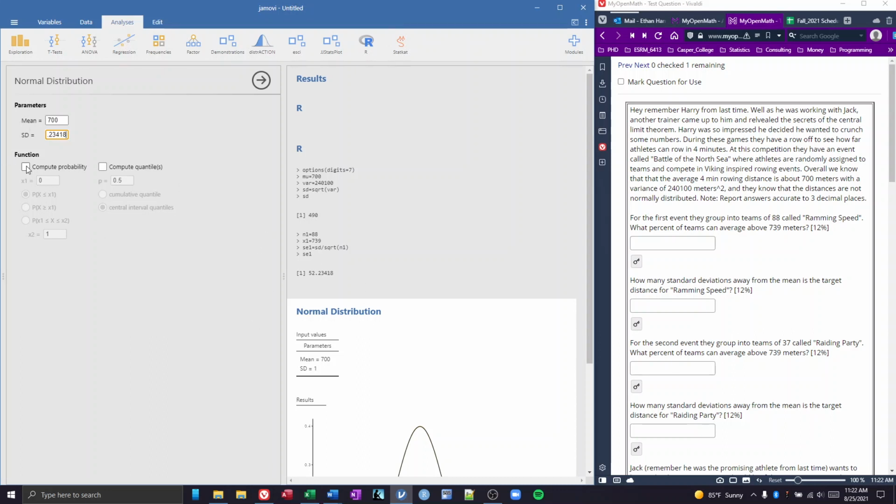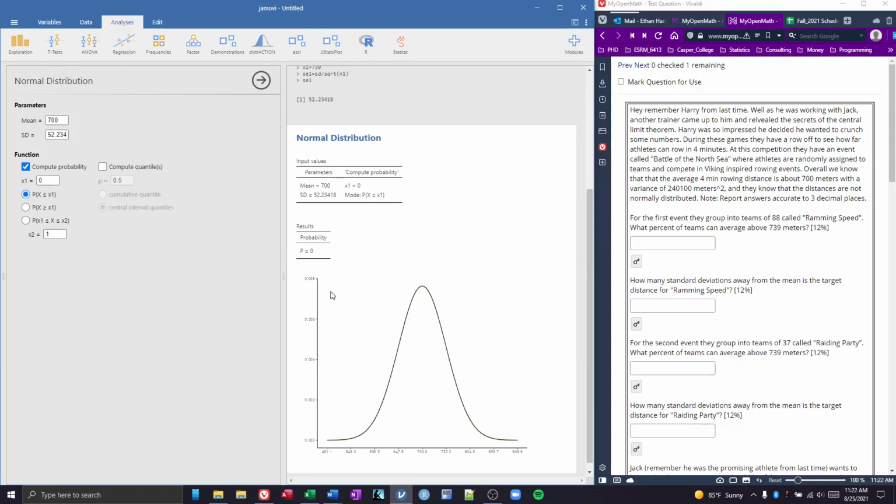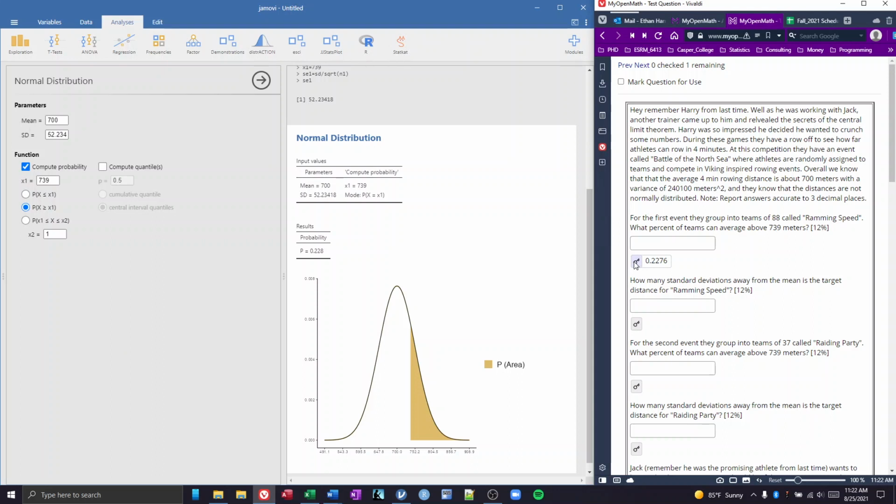And we are going to compute a probability. It says what percent of teams can average above 739. So we can type in 739 here, and we want to know greater than it. And the answer that we get is 0.228, or there's a 22.8% probability that a team can average above this value. Okay? Next, how many standard deviations away from the mean is the target distance for ramming speed?